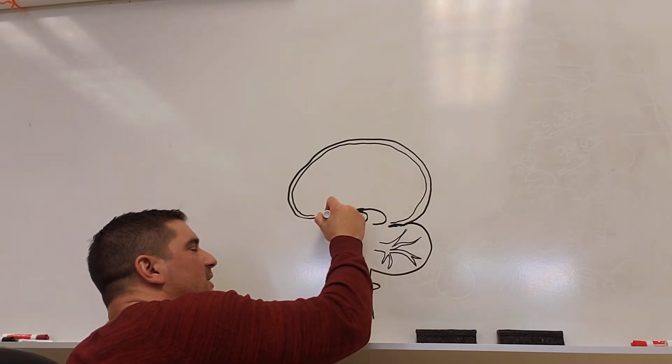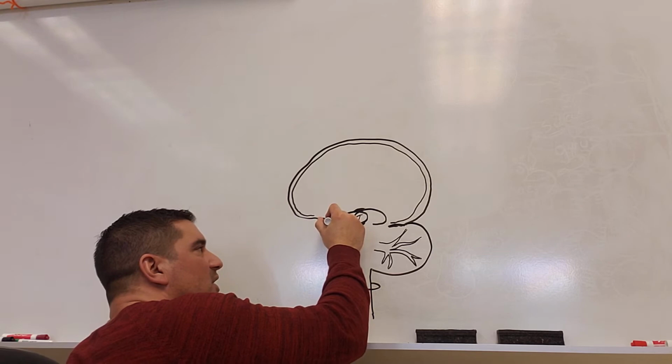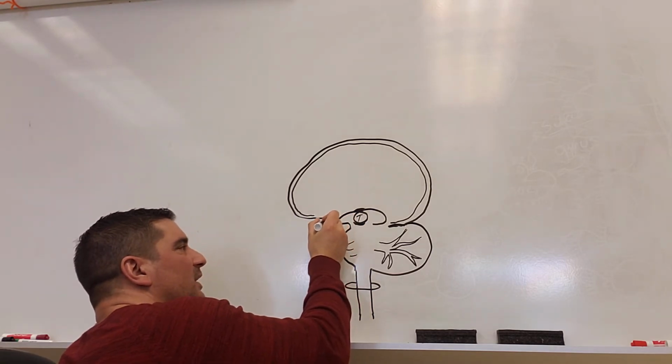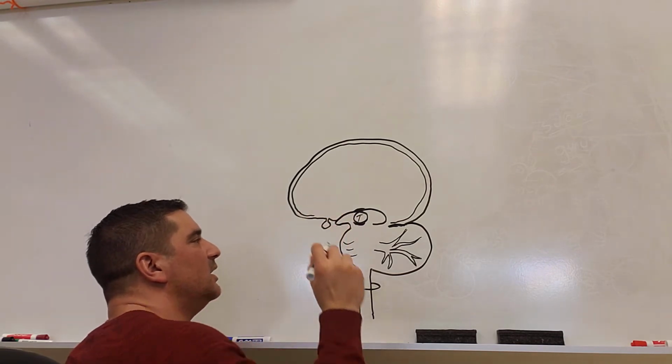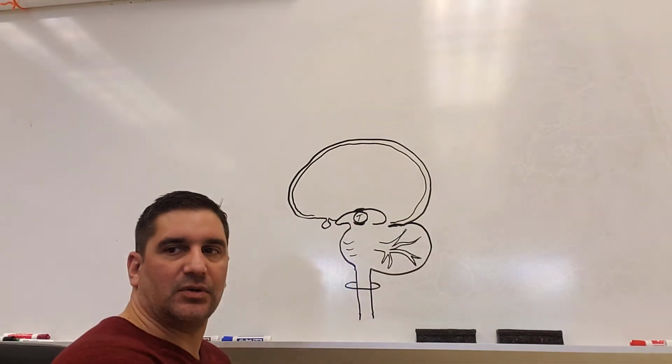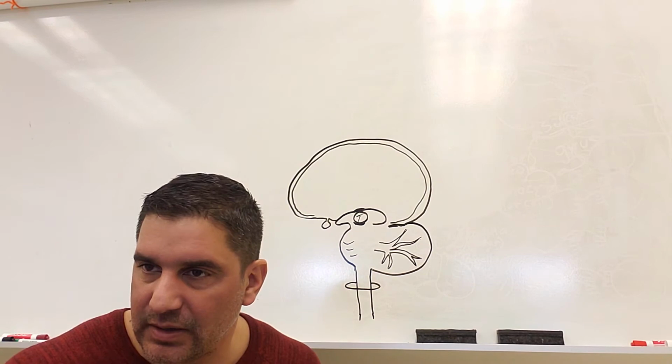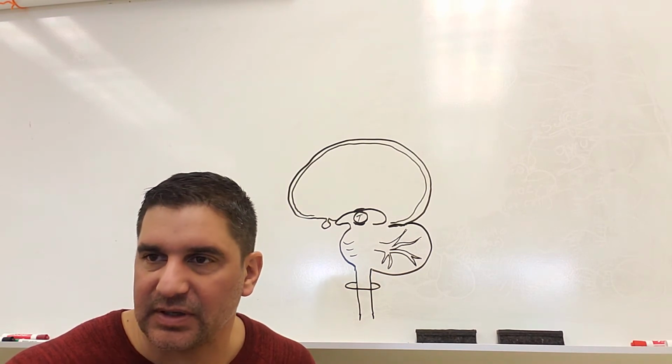So we'll finish the brain here. So then we've got a little structure here called an infundibulum. And an infundibulum is a stalk that attaches the pituitary gland to the rest of the brain. Okay. You can see it right there's the pituitary gland.